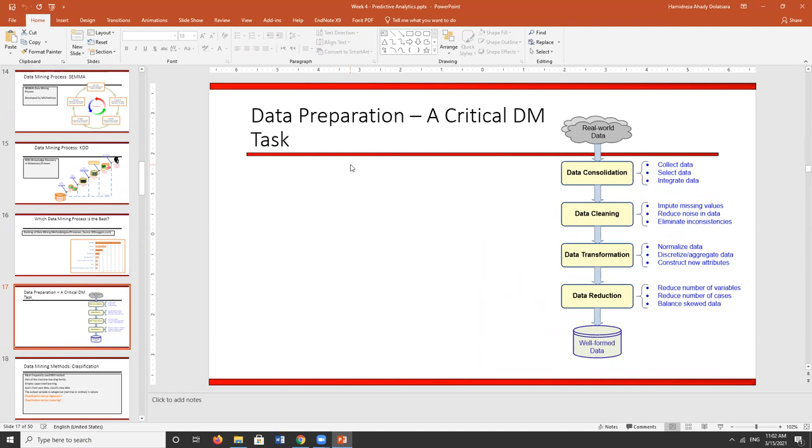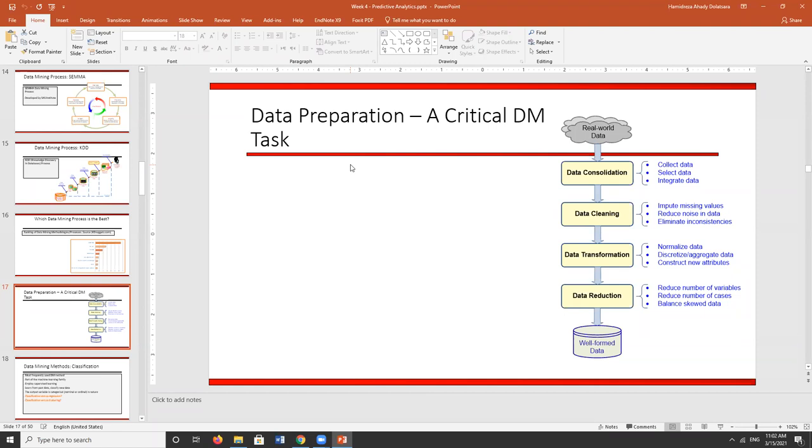I already talked about data preparation. As I said, most of your time goes to data preparation. First of all, you need to have a good background about your data to have a better business understanding. Then in the data preparation part, you basically consolidate your data from different sources and clean your data.